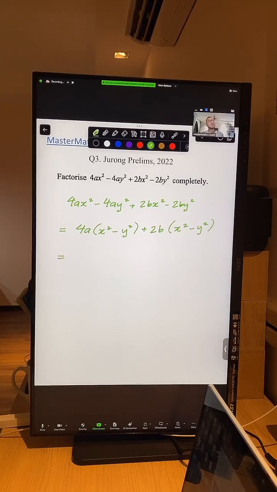Now, after I have done this, I have to look at whatever is inside the bracket and ask myself a simple question. Are they the same? If whatever is in the brackets are the same, then I can proceed to the next step. What is the next step? You take the 4a and the 2b, the terms which are outside the brackets, and put them in another bracket. And then you put the x square minus y square in the bracket next to them.